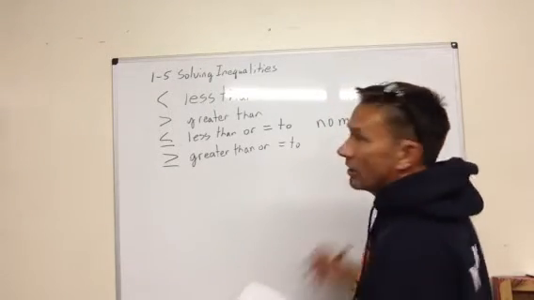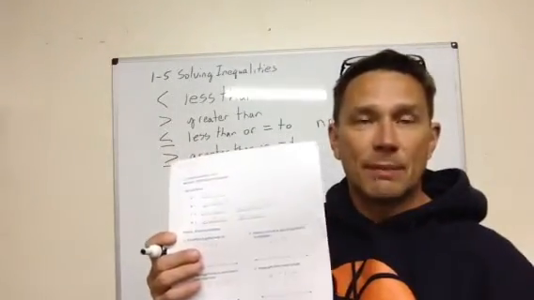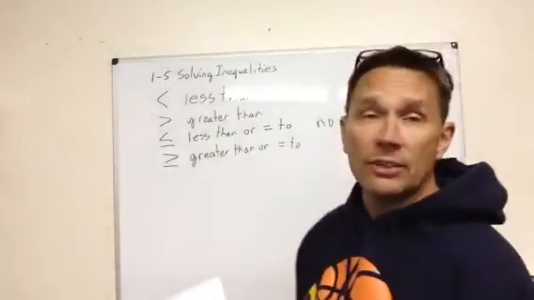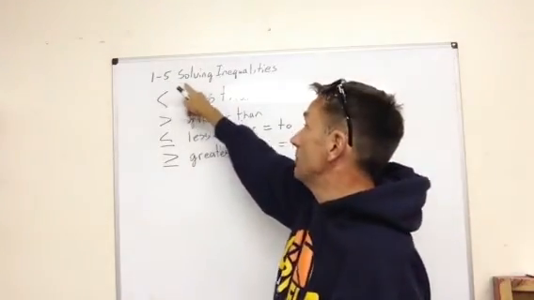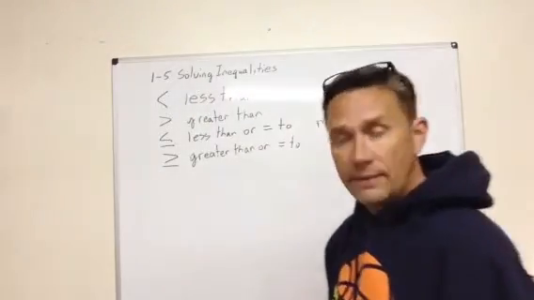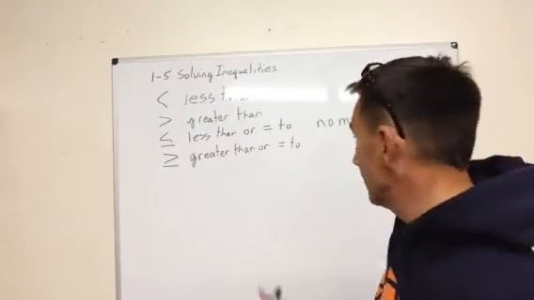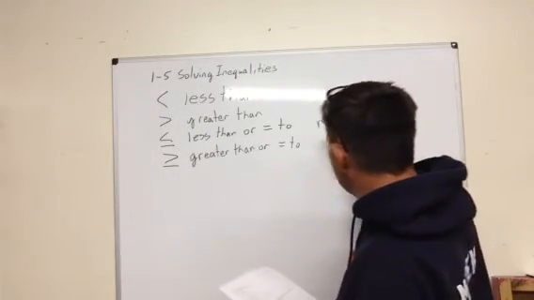And again, the notes are included. Please look at the notes first to kind of copy this down as a template, and then you can fill it in as we go. Also, if you're taking your own notes, make sure you put the title up here, 1-5 Solving Inequalities, and today's date. Remember, you want to keep things organized. Greater than or equal to could also be at least.